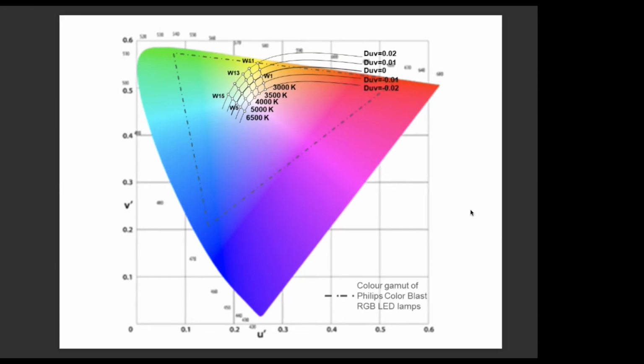And what about DUV? If you can see, there is a DUV equals 0. If the DUV value is 0, that means it's on the Planckian locus, and all the colors on that locus are neutral in theory. If DUV is a positive value, it's a slightly greenish white light. If DUV is a negative value, it's a slightly purplish white light.